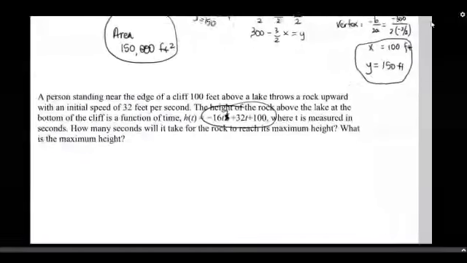Looks like we've got a little bit of a typo here. That should be to the second power, negative 16t squared. So luckily we've already been given a function. We don't have to come up with a function.